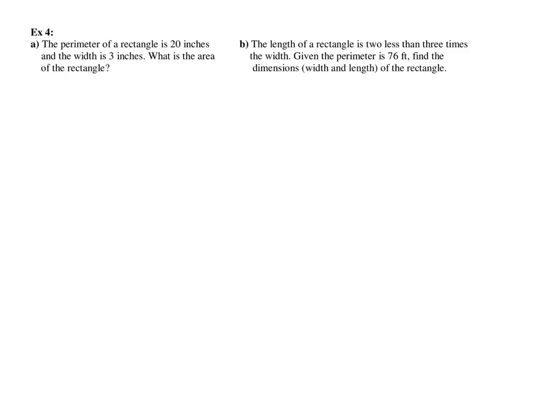All right, last set of problems. The perimeter of a rectangle is 20 inches. And the width is 3 inches. What is the area of the rectangle? Okay. Let's see, I got, this is 3. All right, and I'll call this the width. This is the length. That looks like 3w. That's the width. Let's not confuse the two.